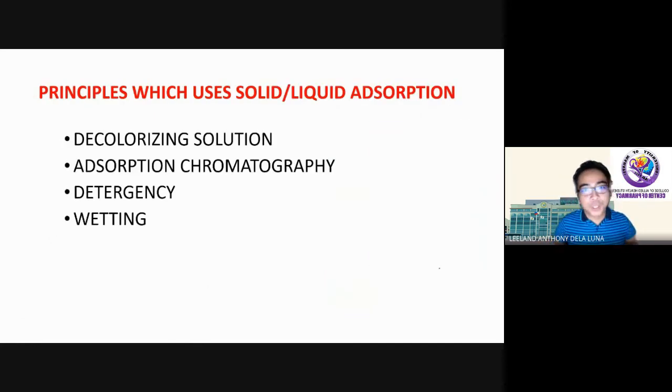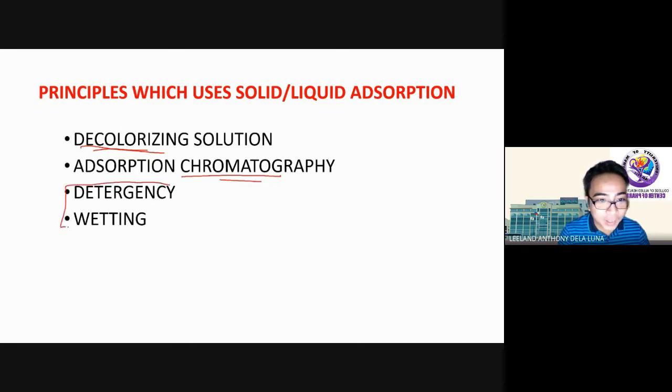So, principles which use solid to liquid adsorption. Usually, ginagamit natin class ang charcoal or alum for decolorizing solutions. Okay? Halimbawa, pag nag-experiment tayo, we want to remove the color. Pwede natin class ipadaan sa charcoal, activated charcoal. Ipapadaan sa filter, lalabas yung pure liquid na siya. Okay? Pwede rin naman adsorption chromatography. Okay? Sa QC na to.